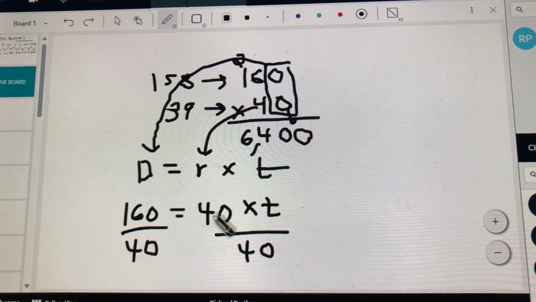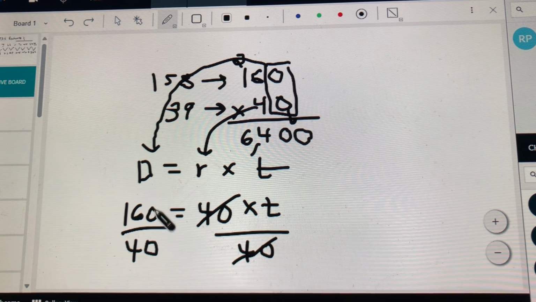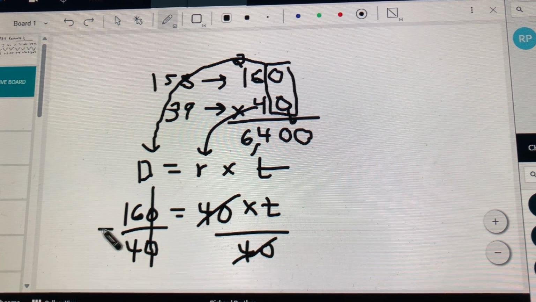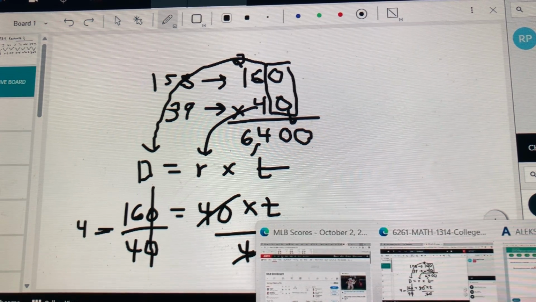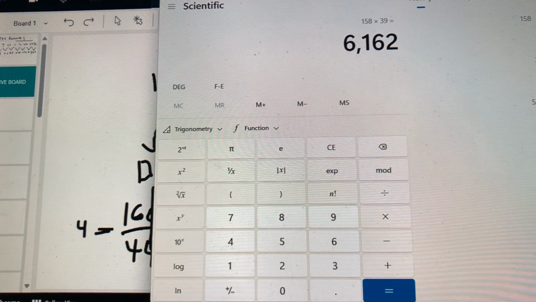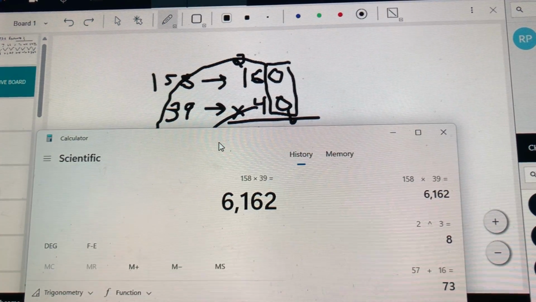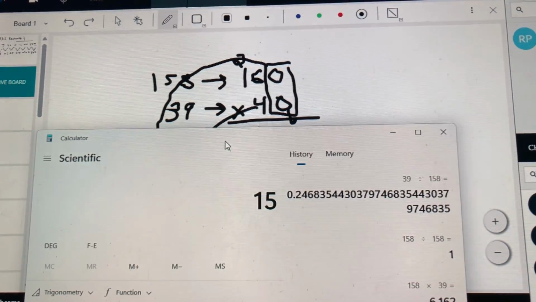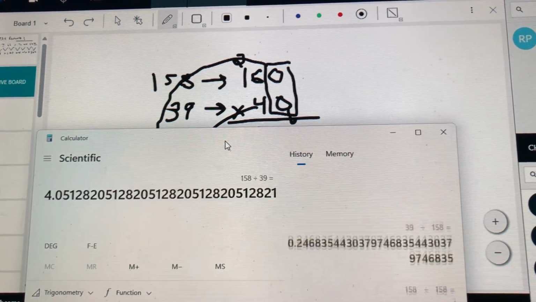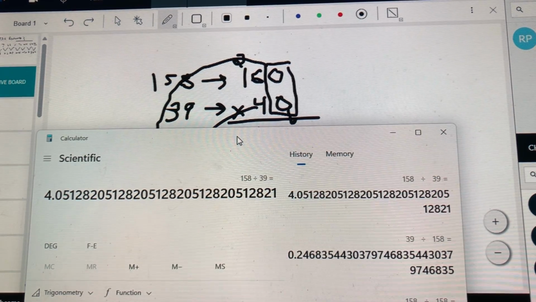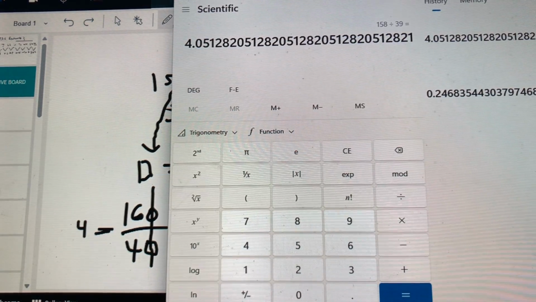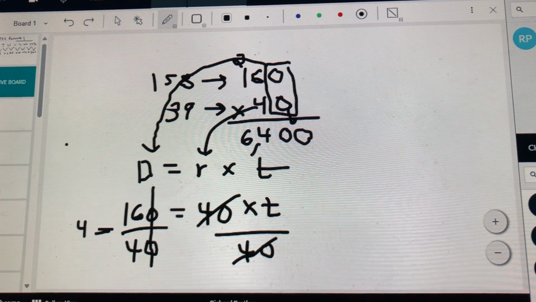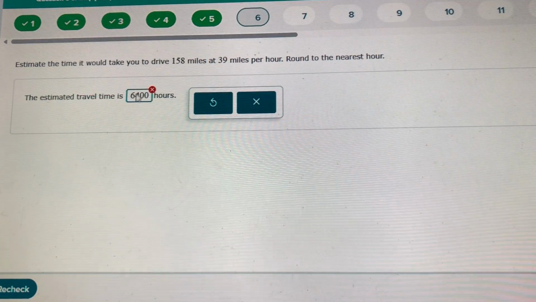I wasn't paying attention to which variables they were giving us. See, and then this is easy too because the zeros cancel out. And 16 divided by 4 is literally 4. See, I could do that all in my head without a calculator. And if you do use a calculator on the original numbers, if I would have done 158 divided by 39, it's pretty close to 4.05. So to the nearest whole number, that's the same answer, 4.